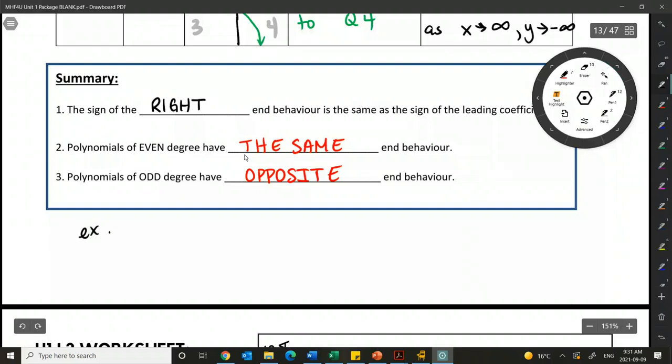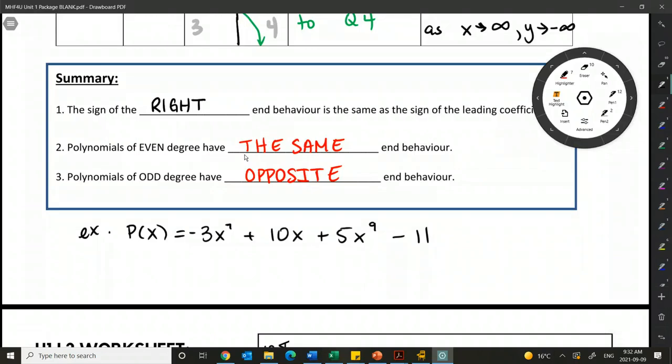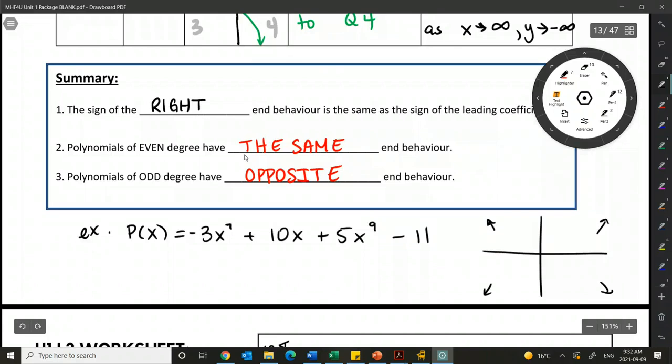Now it's working. So for example, we have a polynomial. We're going to call it p of x. And let's just throw out some terms. We should be able to, without even graphing this, know what the ends are going to do. If I were to predict on the graph where my ends are going to be, like this, this, this, or this, we can do that by looking at the degree and the leading coefficient.